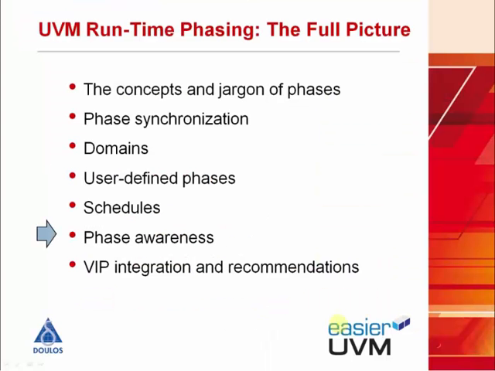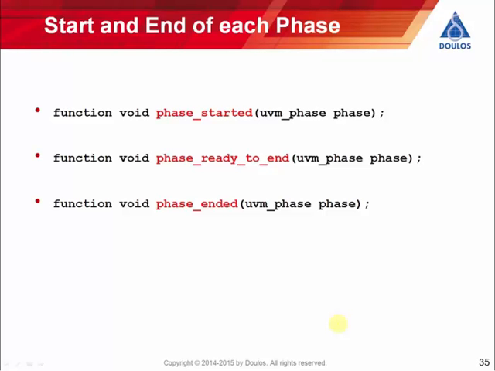Okay, now let's take a look at the topic of phase awareness before we finally look at VIP integration. UVM actually gives you three callbacks, three methods of a UVM component that you can use to check out what happens when you start and end phases. They are phase_started, phase_ready_to_end, and phase_ended, and they get called pretty much when you would expect them to be called.